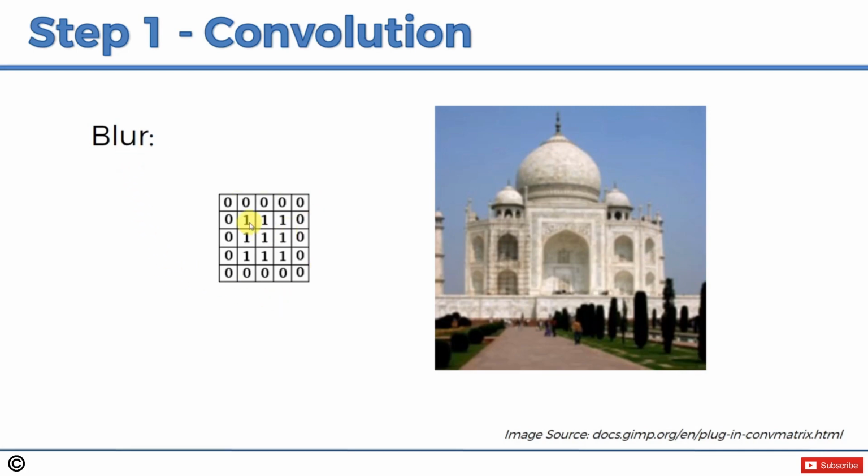Then blur. So basically it gives equal significance to all of the pixels around the one in the center, and therefore it combines them together and you get a blur.